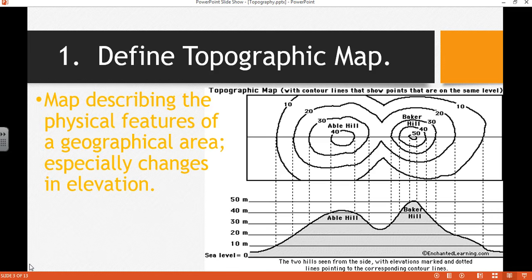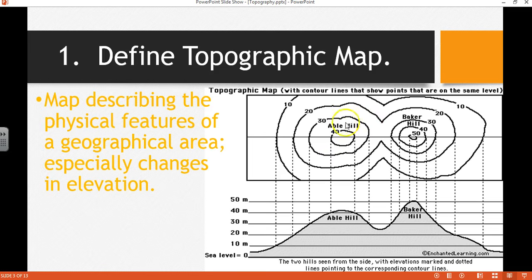Let's start by defining a topographic map, which is a map describing the physical features of a geographical area, especially changes in elevation. So really, a topographic map is a two-dimensional flat map representing a three-dimensional landscape feature. Down here we see a side view of 2 hills, Able Hill and Baker Hill. At the bottom, these 2 hills are one, but then as we go up to somewhere around 25 meters, they separate into 2 hilltops.